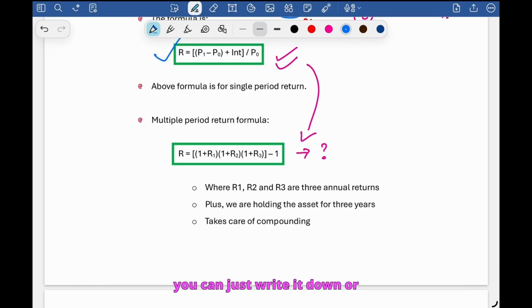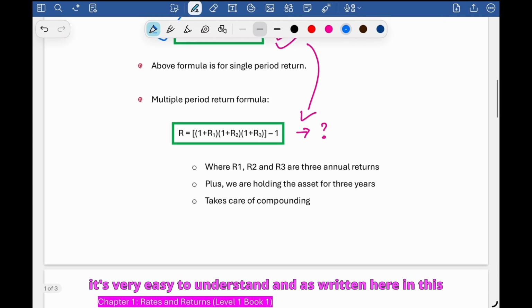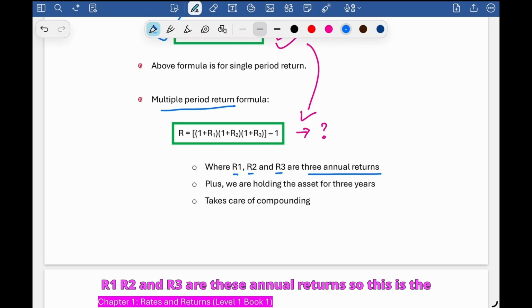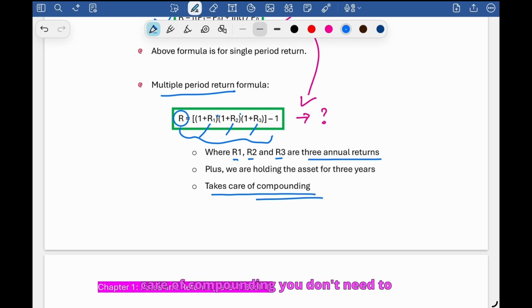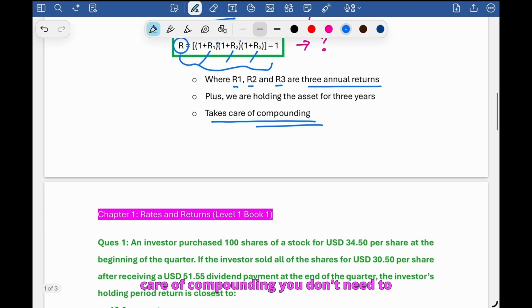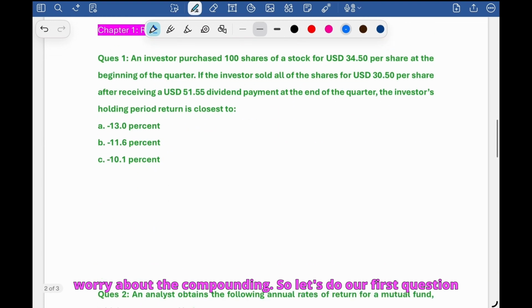You can just write it down, or it's very easy to understand. And as written here, in this multiple period return formula, R1, R2 and R3 are these annual returns. So this is the holding period return for year 1, this is year 2, this is year 3, right? And this is the holding period return for the entire 3 years, right? And since there is a multiplication in between, compounding is taken care of. We don't need to worry about the compounding, right? So let's do our first question.